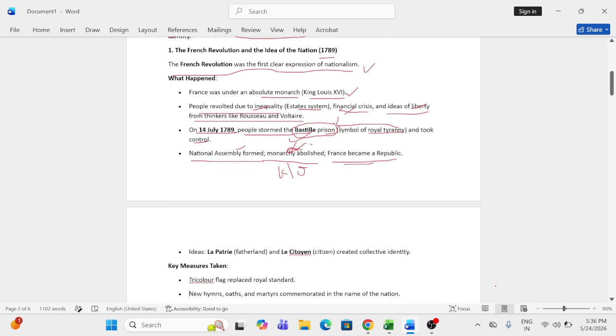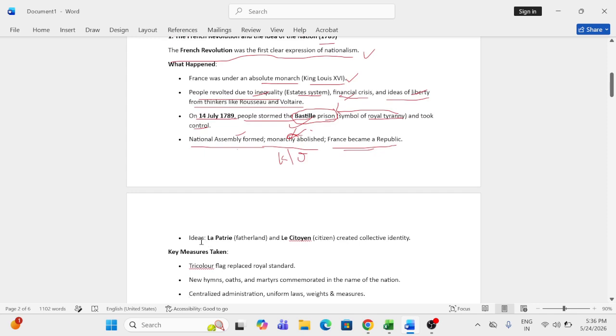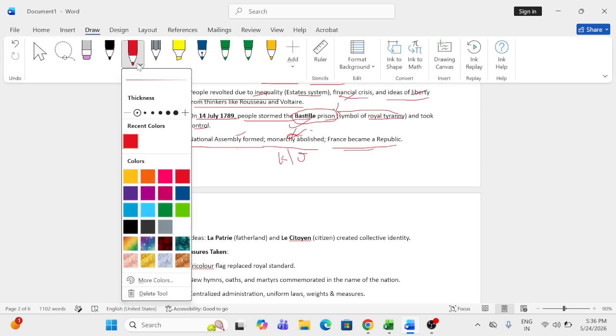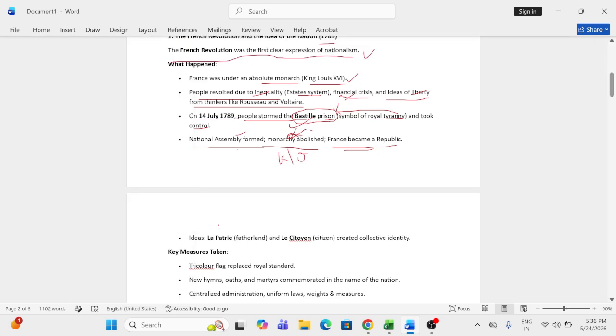Next, ideas. Then the ideas emerged. The idea was La Patrie. The idea was very simple. What was this? La Patrie. That means fatherland. And Le Citoyen means citizens. Fatherland and citizens created a collective identity. So this is our fatherland and we are the citizens.